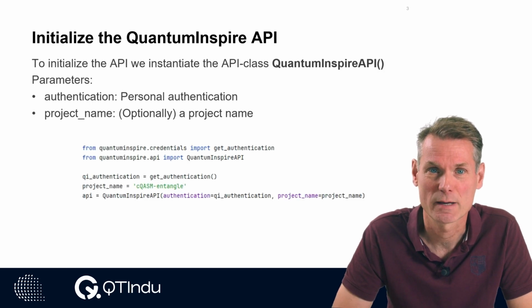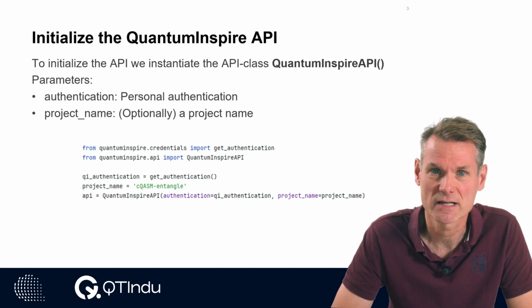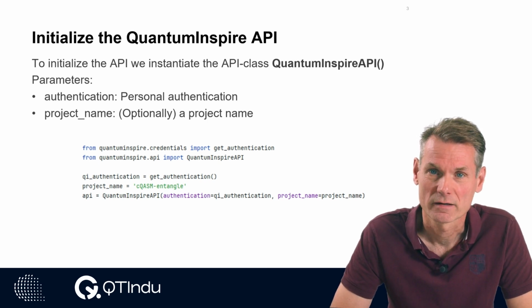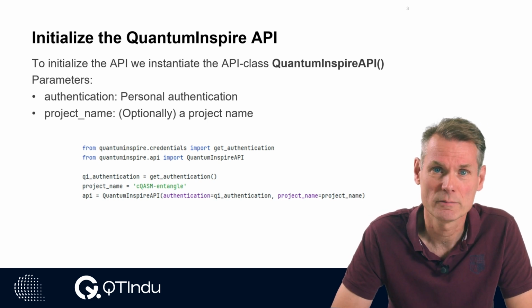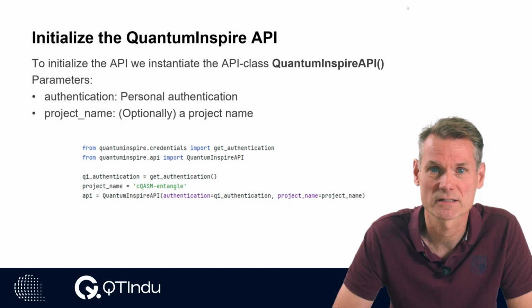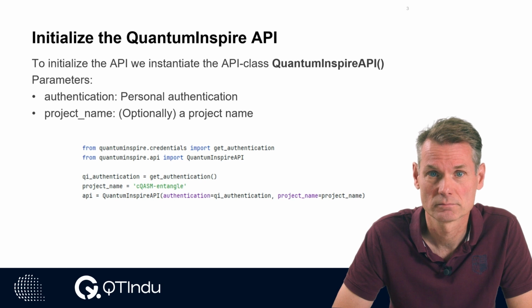To initialize the API, we need our personal authentication credentials. The method get_authentication tries to load the API token saved earlier as explained in module 4.1. When it is not found, as an alternative, it will ask you to enter the email and password you registered with when your account was created. But this will get cumbersome very fast.